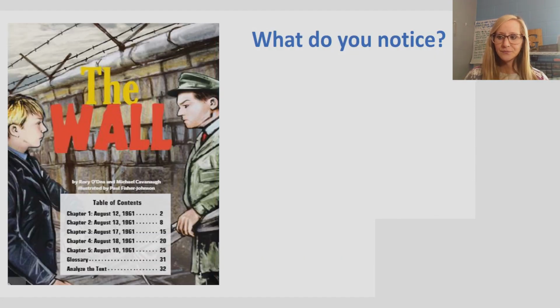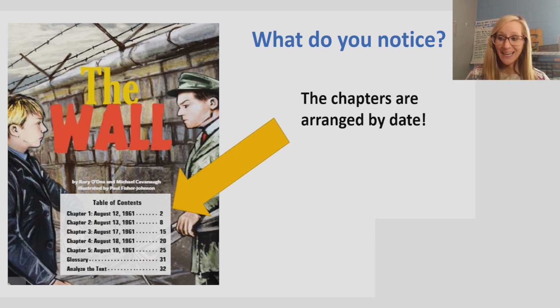Contents. What do you notice here that gives us a clue about the setting, the time or place, location? What do you notice? That's right. The chapters are arranged by date, so the reader knows exactly when the story takes place.